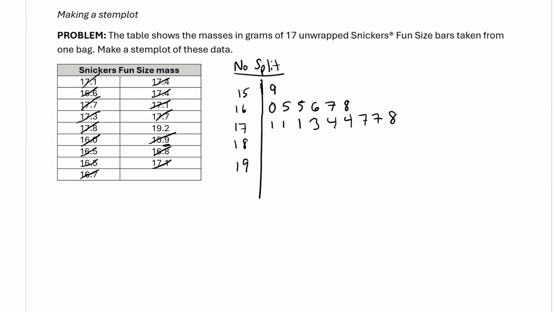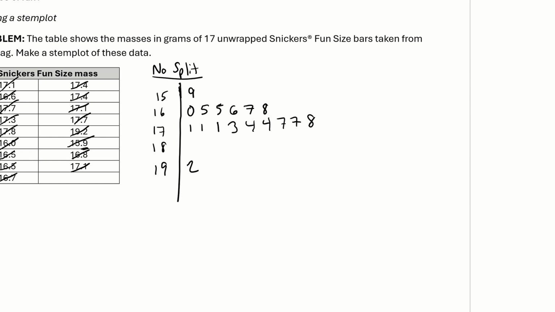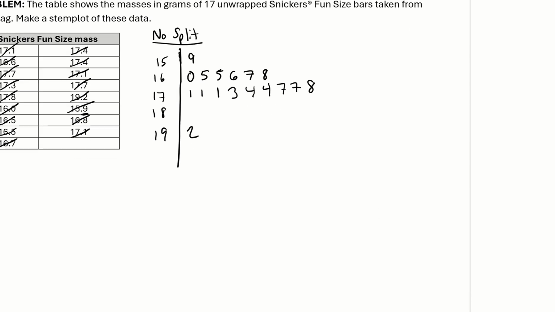All right, and so this is a prime example. No 18s here, but we do not want to skip that, right? And we got 19, we got a 19.2, and that's it. Okay, and when you do this, do not forget to do the key. Now the key works for both of them, so you only have to do the key once. So I'm going to do the key here, but I'm going to do it once.